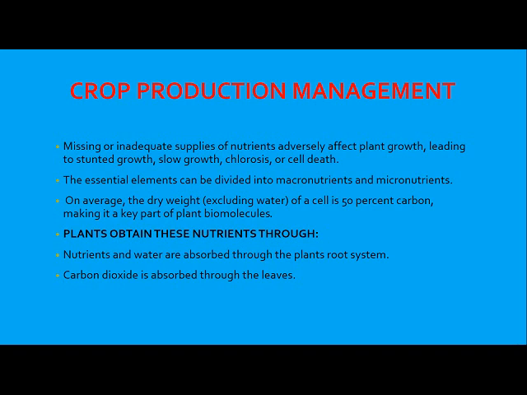Now, whatever nutrients the plant requires, it obtains only through two things, children. First is from the root, it absorbs water and minerals, and through the stomata, which are present in the leaf, the exchange of gases takes place and it takes carbon dioxide through the stomata.